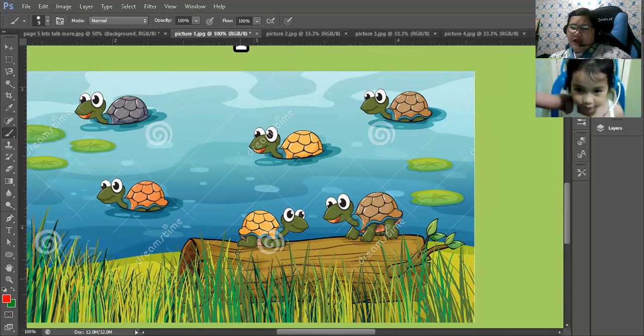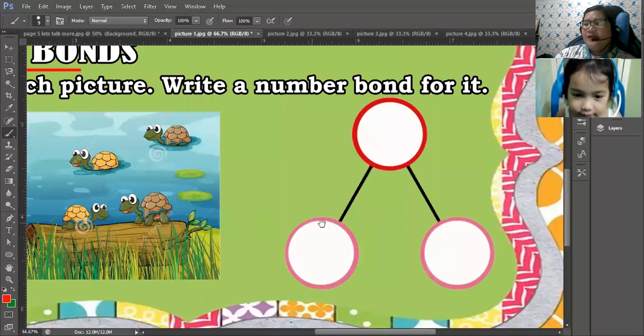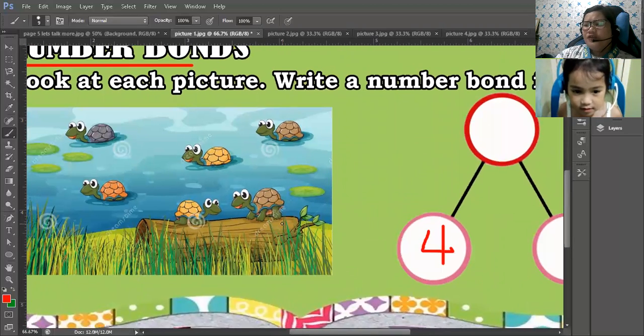4. Kasi, 4. Very good. So, gaya na sinabi ko kanina, Zoe, the other part are the turtles in the water and there are 4 of them. Tama? Yes. And how about the other 2 turtles? Where are they? They're in the log. Very good.